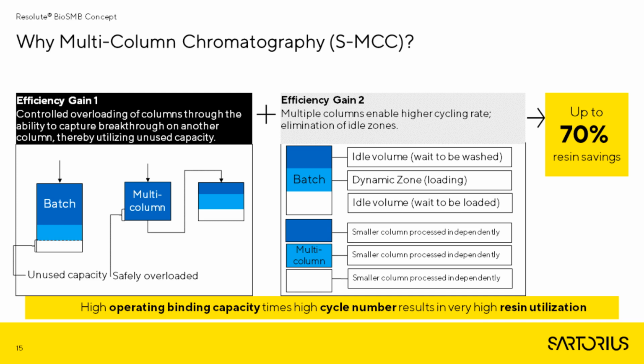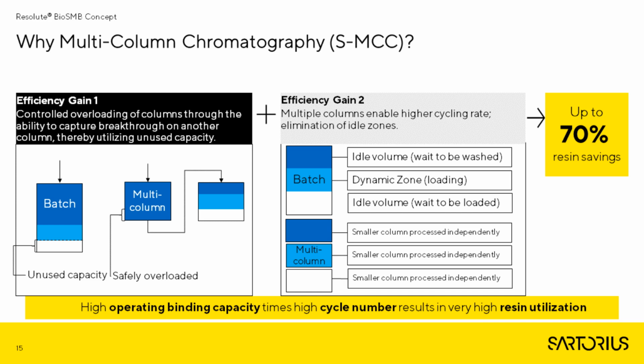On the right side, you see that here the first column, we have 2 columns in a row, and the first column is safely overloaded, and the breakthrough is captured by the next column. So here we're utilizing a much higher binding capacity without losing any product.